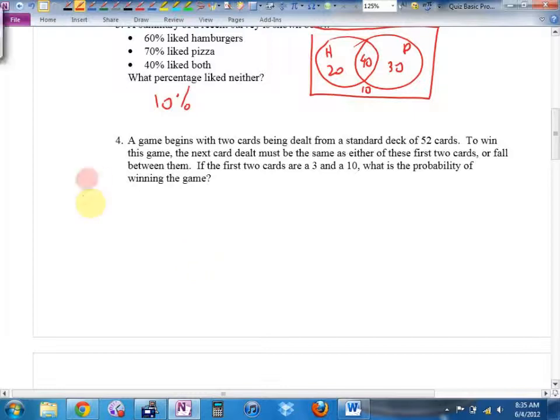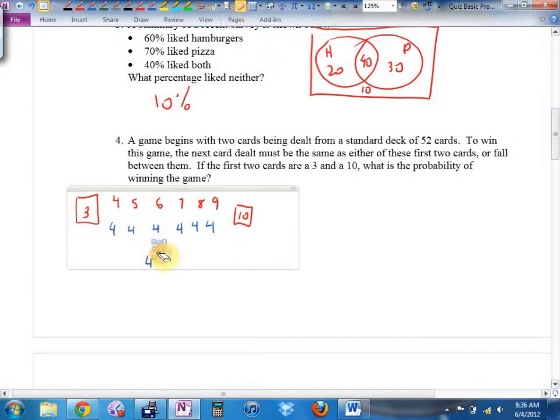I just kind of visualized, there's a 3, there's a 10. Between them I can have a 4, a 5, a 6, a 7, an 8, and a 9. And there's 4 of each of those, 1, 2, 3, 4, 5, 6. 4 times 6, not 4 plus 4.